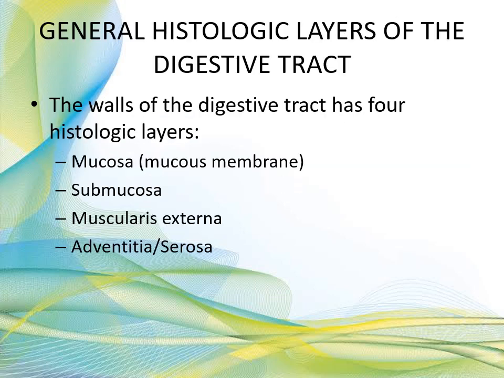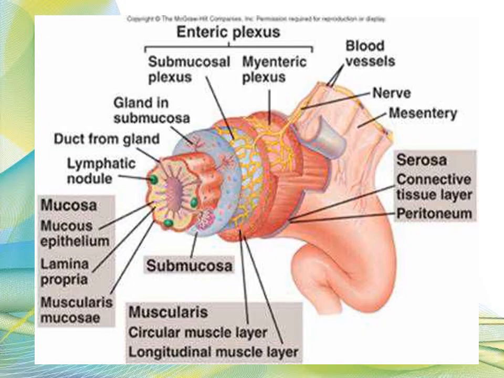So first, let's proceed to the general histologic layers of the digestive tract. So sa digestive tract, there are four histologic layers. We have the mucosa, the submucosa, the muscularis externa, and the adventitia or serosa. So yan, as you can see in the picture, we have the mucosa, the submucosa, the muscularis, and the serosa or the adventitia.